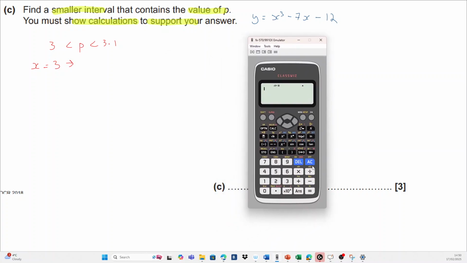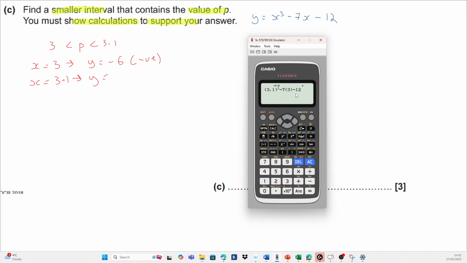So x cubed, so it's going to be 3 to the power of 3, take away 7 times by 3, take away 12, we get minus 6. So you get y being equal to minus 6, and the key thing here is this is negative. If we go and try x being equal to 3.1, if you get a different sign here, like positive, that's going to be good. Let's see what we get though. I'm just going to go and simply replace it on my calculator. Can I do this effectively? I can't edit my answer. Oh, I can, good. So let's go for now 3.1.